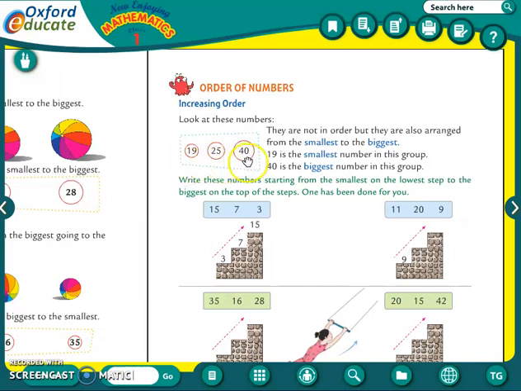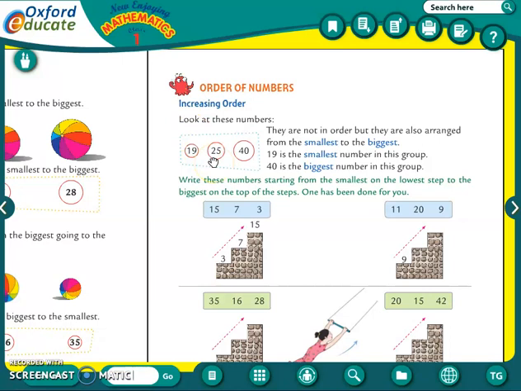Now see, three numbers are given. 19 is the smallest number in this group and 40 is the biggest number in this group. So what is the increasing order? Increasing order means that even if the numbers are not in order, they are from smallest to biggest. What is increasing order? In it, the numbers are arranged from smallest to biggest.